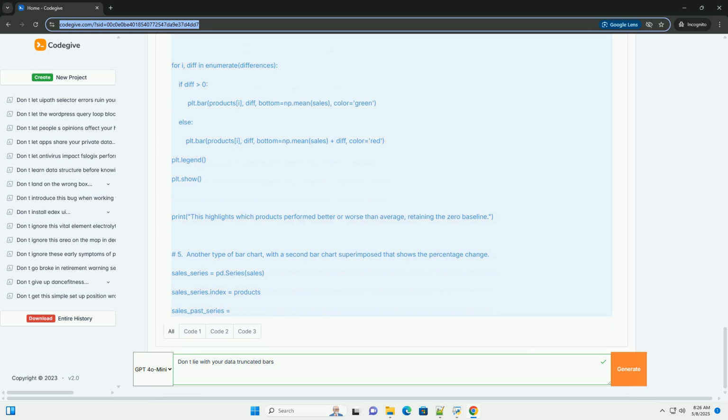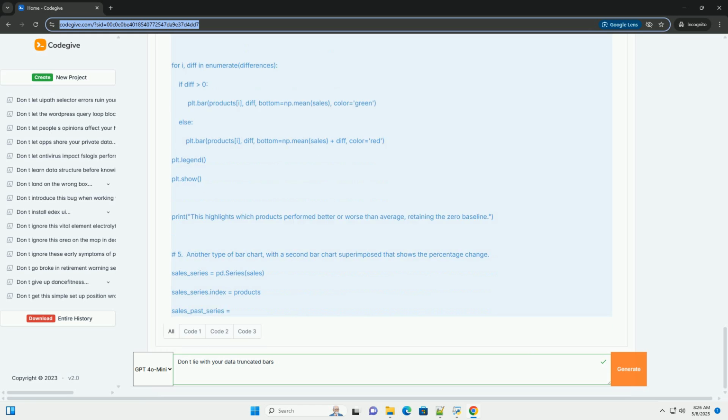Use a prominent axis break symbol, for example a zigzag line. Clearly label the axis with the starting value. Add a footnote or caption explaining why the axis is truncated and acknowledging the potential for misinterpretation.